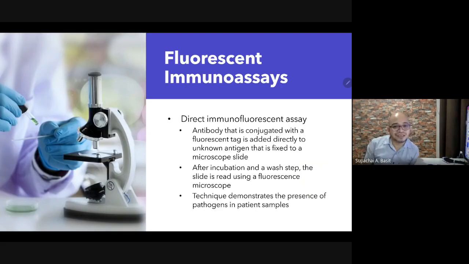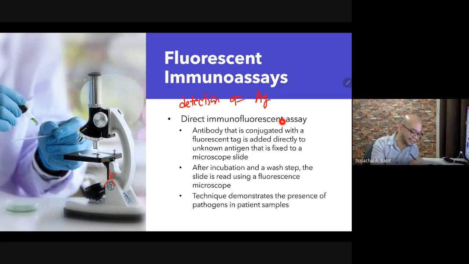So the fluorescent immunoassay can be of two types. Okay, so the first one is the direct immunofluorescent assay, and the other one is the indirect immunofluorescent assay. So for the direct immunofluorescent assay, this is for the detection of antigen. So antibody that is conjugated with a fluorescent tag is added directly to the unknown antigen that is fixed to a microscope slide. So after incubation in a wash step, you have to use a fluorescent microscope.